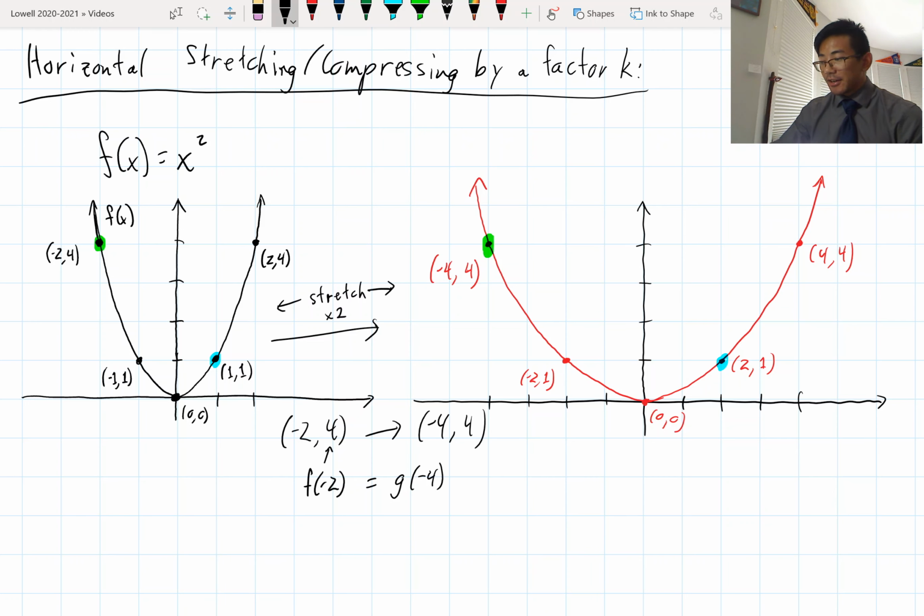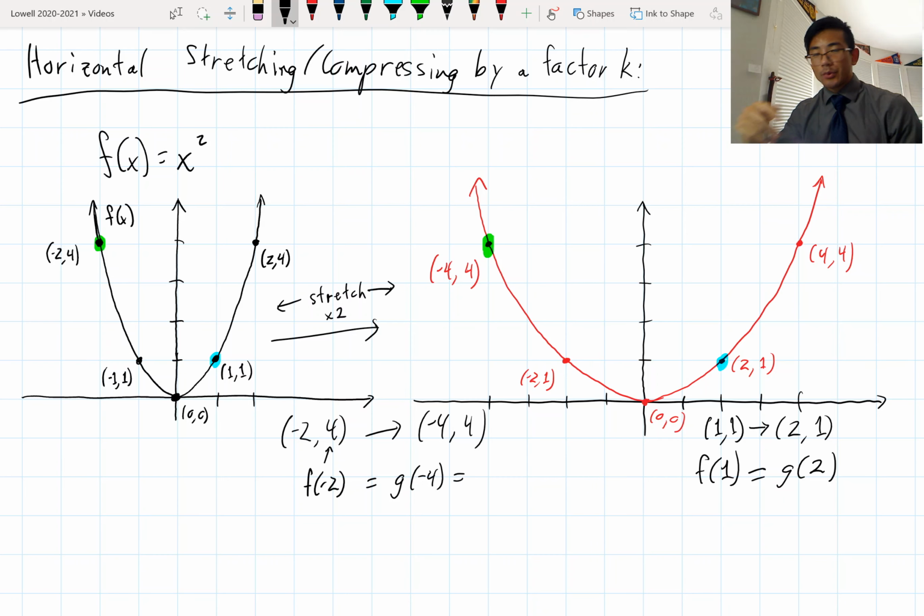Okay, so now, over here on the blue one, that 1, 1 turns into 2, 1. And we can see here that the original f of 1 corresponds to the new g of 2. And here's where I was kind of going with this: what we want to do is write g as just a transformed version of the original function f, because the original function is a function that we know how to graph easily. Like, I know how to do x squared. And so if I can write g in terms of f, then I know what to do.